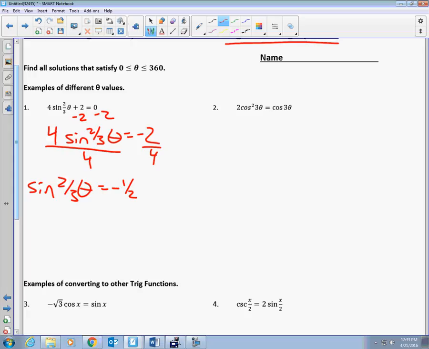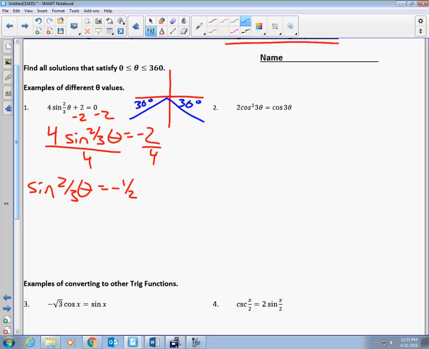And that requires me to set up my quadrants. Where is sine negative? Which quadrants? The third and the fourth. Very good. And because you're really smart, you've memorized where sine is equal to 1/2. What is my reference angle? 30 degrees. If you didn't know that, you can do that on your calculator.